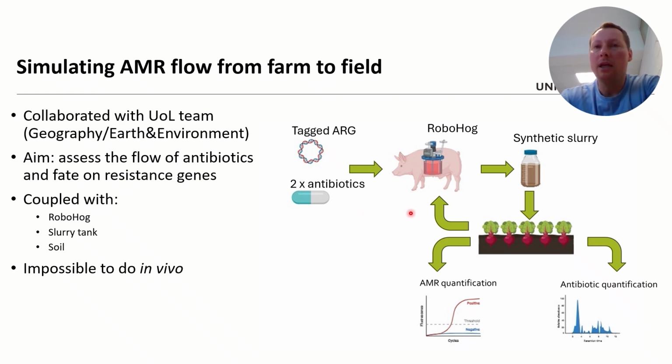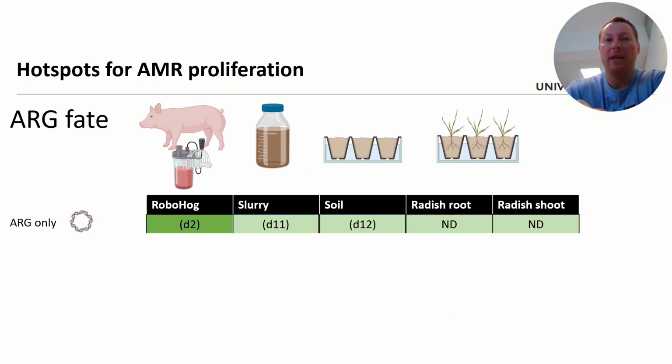And here we then followed all 4 of these models into 4 different slurry tanks, and then into the soil as well. Now, cutting a long story short, this is essentially what we came up with. So when the antimicrobial resistance gene only was in our RoboHog model, we only detected it after 2 days, and then very little in the slurry.